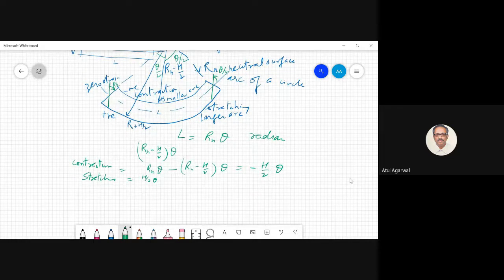You take any position y. Suppose you are measuring y from the neutral surface. Your y coordinate is upwards positive. So what is the radius of curvature of this surface? Rn minus y, into theta, it becomes its length. So what is the contraction? What is the change in length? Y theta.